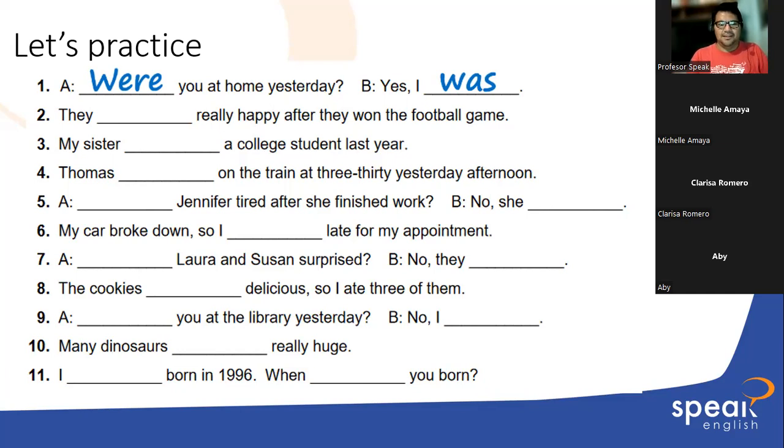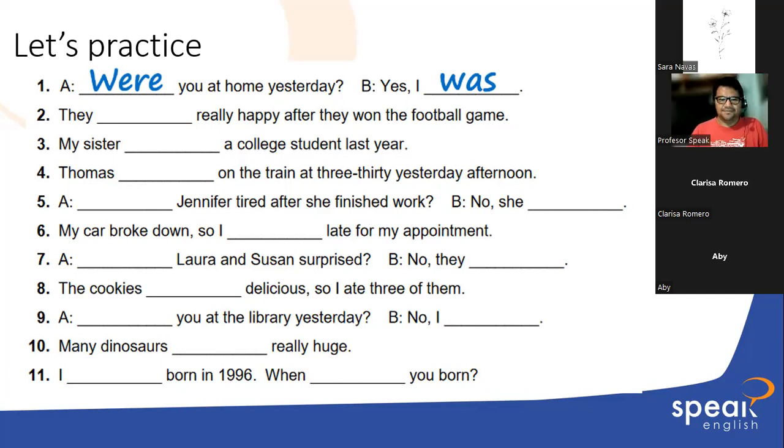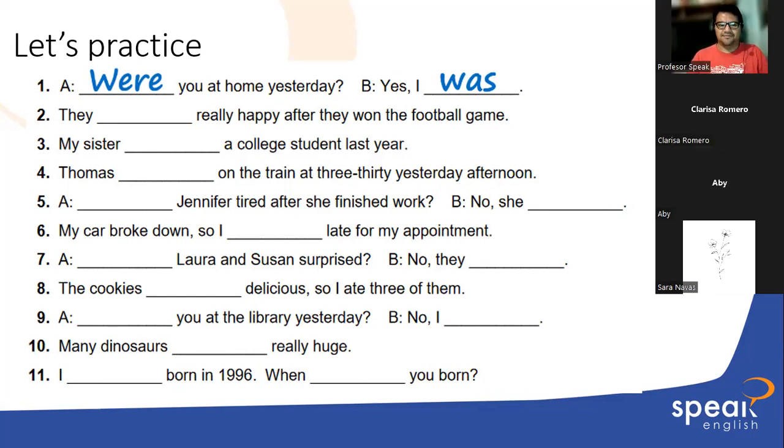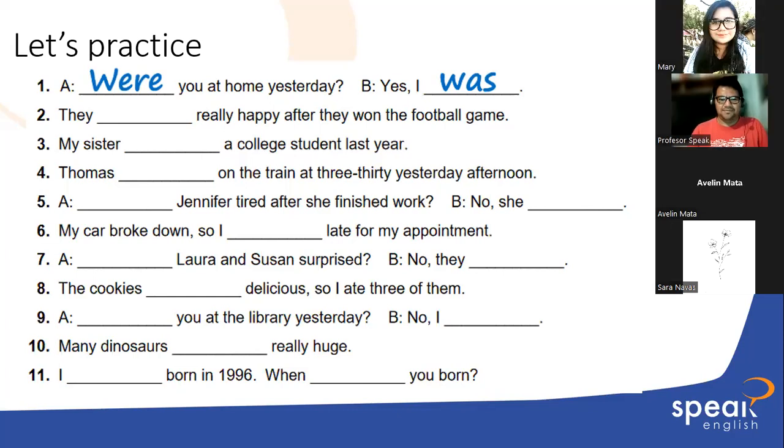Okay. All right. Number 4. Yes, Sarah. Thomas was on the train 3:30 yesterday afternoon. That's right. Thomas was. Okay. What about number 5? Mary? Was. Okay, was Jennifer tired after she finished work? No, she wasn't. Very good. Okay. Number 6.